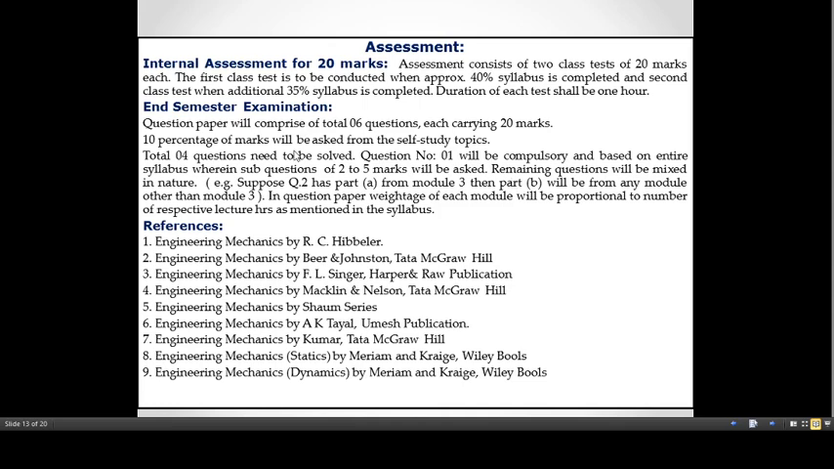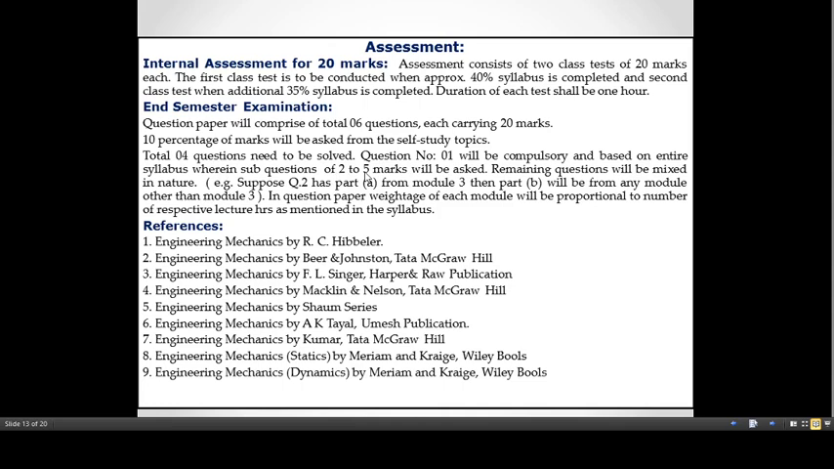So the nature of the question paper: it consists of a total of 6 questions. Of these 6 questions, question number 1 is compulsory, and that is based upon the entire syllabus. The weightage given for every sub-question varies from 3 to 5 marks. Just go through the question papers.